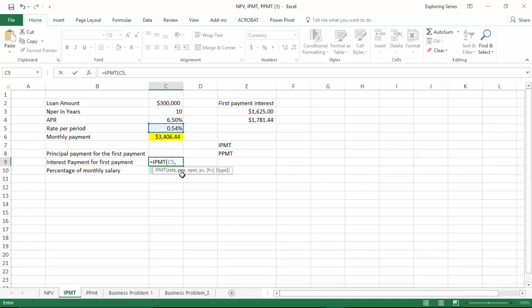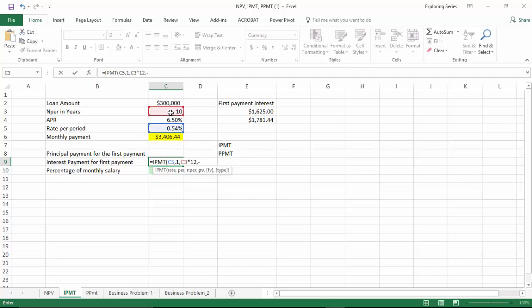So the second argument is PER. Now we just talked about that. That's the period number that you want to evaluate. Now there are 120 total payments for this specific loan. So in this case, it could be anything between 1 and 120. However, we want to evaluate the first payment. So I'm going to click 1 here. The third argument is NPER, which stands for total number of periods. Now you know from when we did the payment function up top that that is 120. However, instead of us going through and doing the math to figure out 120, how about we just let Excel do it for us, and we'll do 10 times 12.